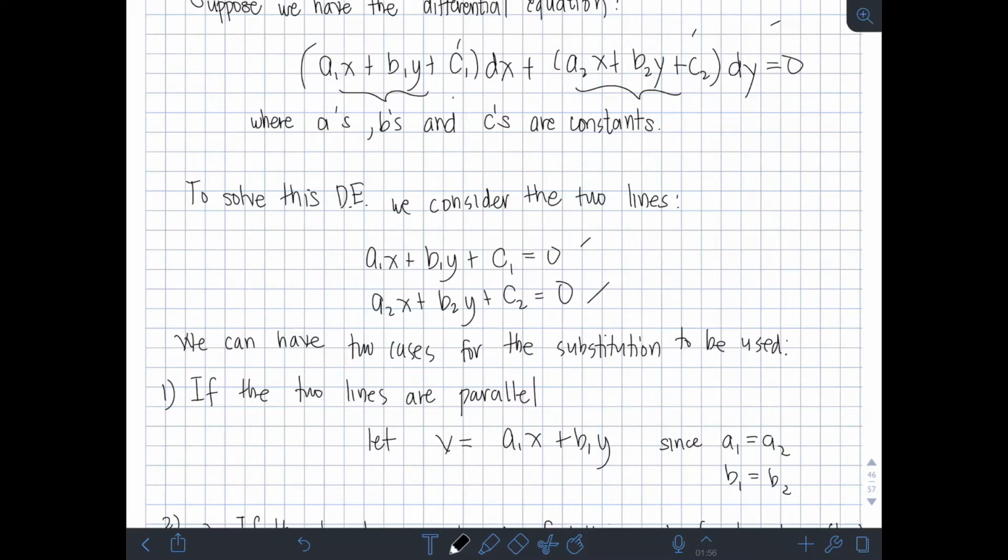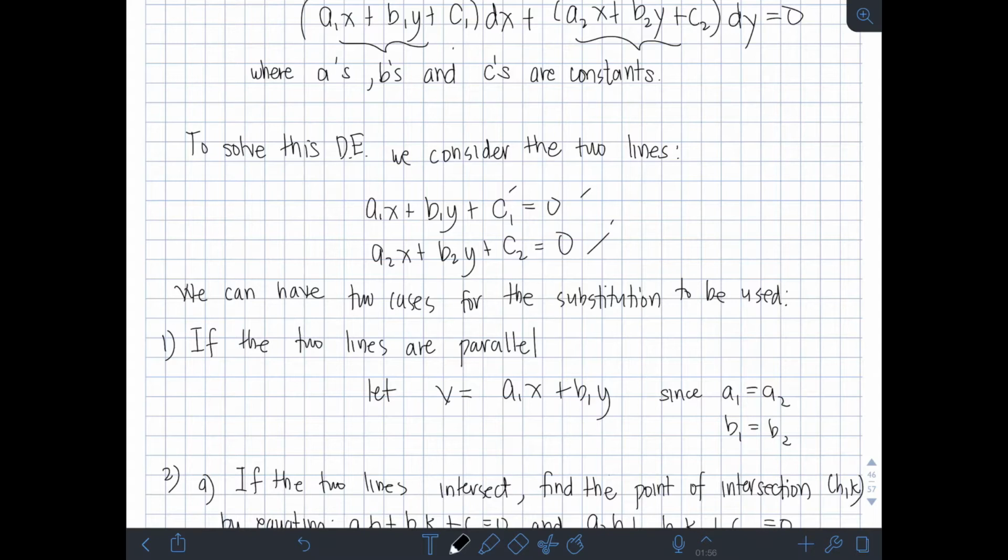Yung una, if the two lines are parallel. So, ibig sabihin, walang intersection itong dalawang line. Merely, parallel lines lang. So, kapag ganon, ang ating substitution ay let v be equal to a sub 1x plus b sub 1y since a sub 1 is equal to a sub 2 and b sub 1 is equal to b sub 2. So, di ba kapag parallel lines, yung numerical coefficient dapat natin dito sa a sub 1 tsaka sa b sub 1 is pareho doon sa numerical coefficients a sub 2 tsaka b sub 2. So, kapag ganun, either pwedeng let v is equal to a sub 1x plus b sub 1y or pwede rin yung a sub 2x plus b sub 2y since equal naman sila, right?